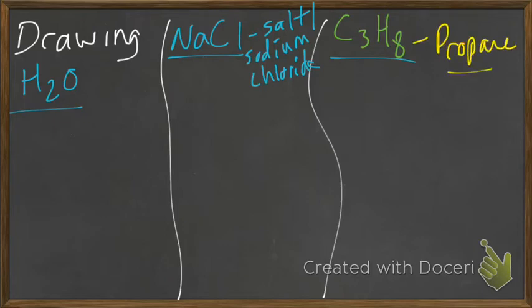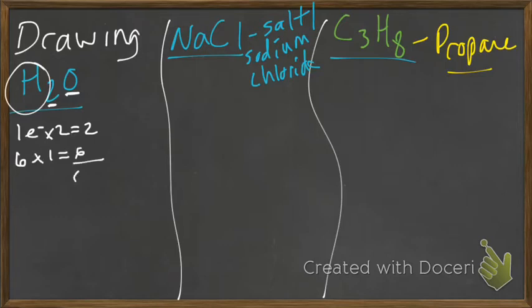Alright, water. If I look at my periodic table, hydrogen, and I have 2 of them, I know hydrogen has 1 electron. Multiplied by 2 equals 2 electrons. Oxygen, I know, has 6 electrons. Multiplied by 1 equals 6. In total, I should see 8 electrons when I draw this out. Start with my oxygen in the middle. I have 6 electrons on oxygen.